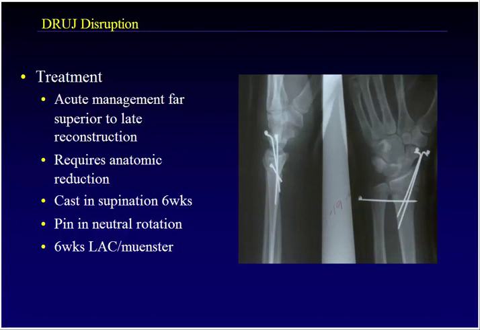After anatomical reduction of the DRUJ, you can cast them in supination for 6 weeks. Again, I would strongly recommend using pin fixation, percutaneous pinning across the DRUJ with the wrist placed in neutral position, again with cast immobilization.